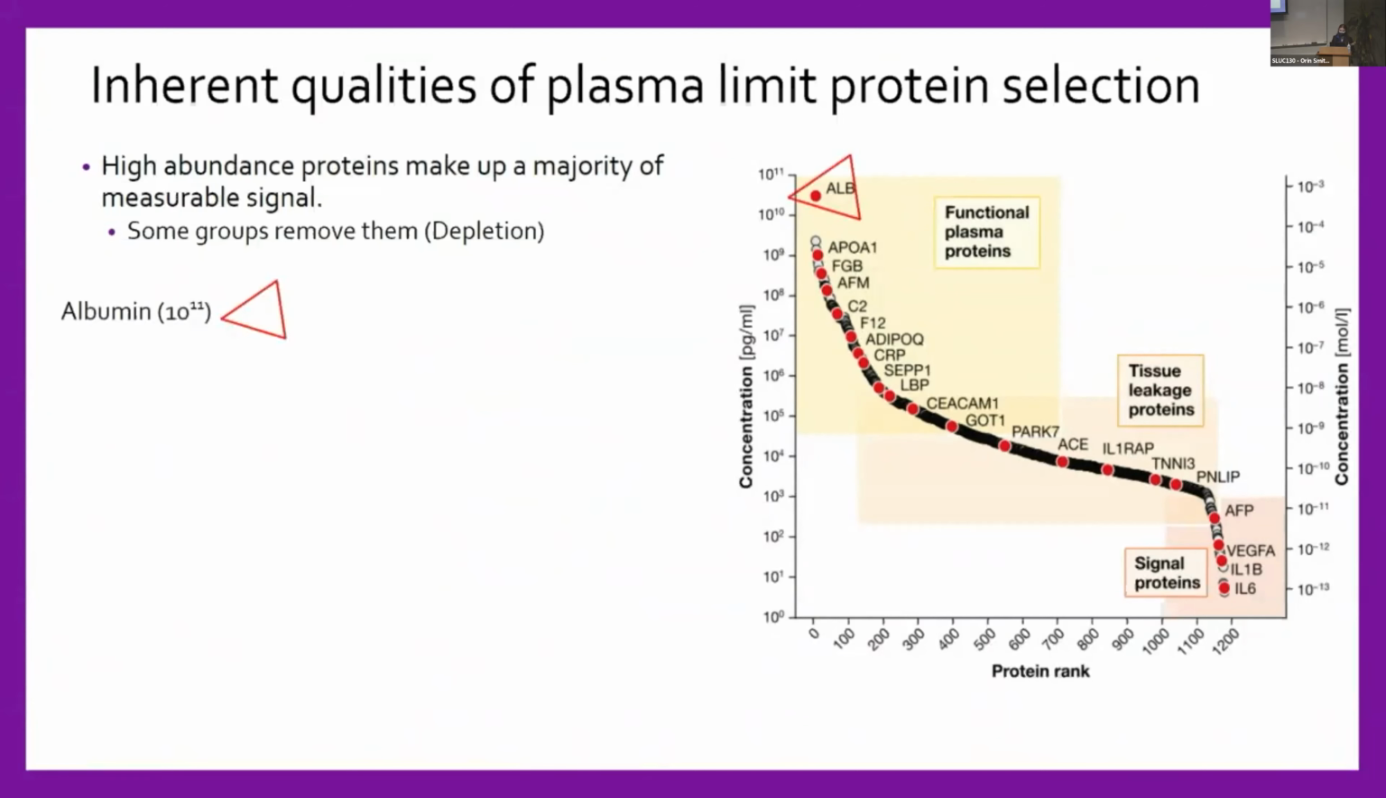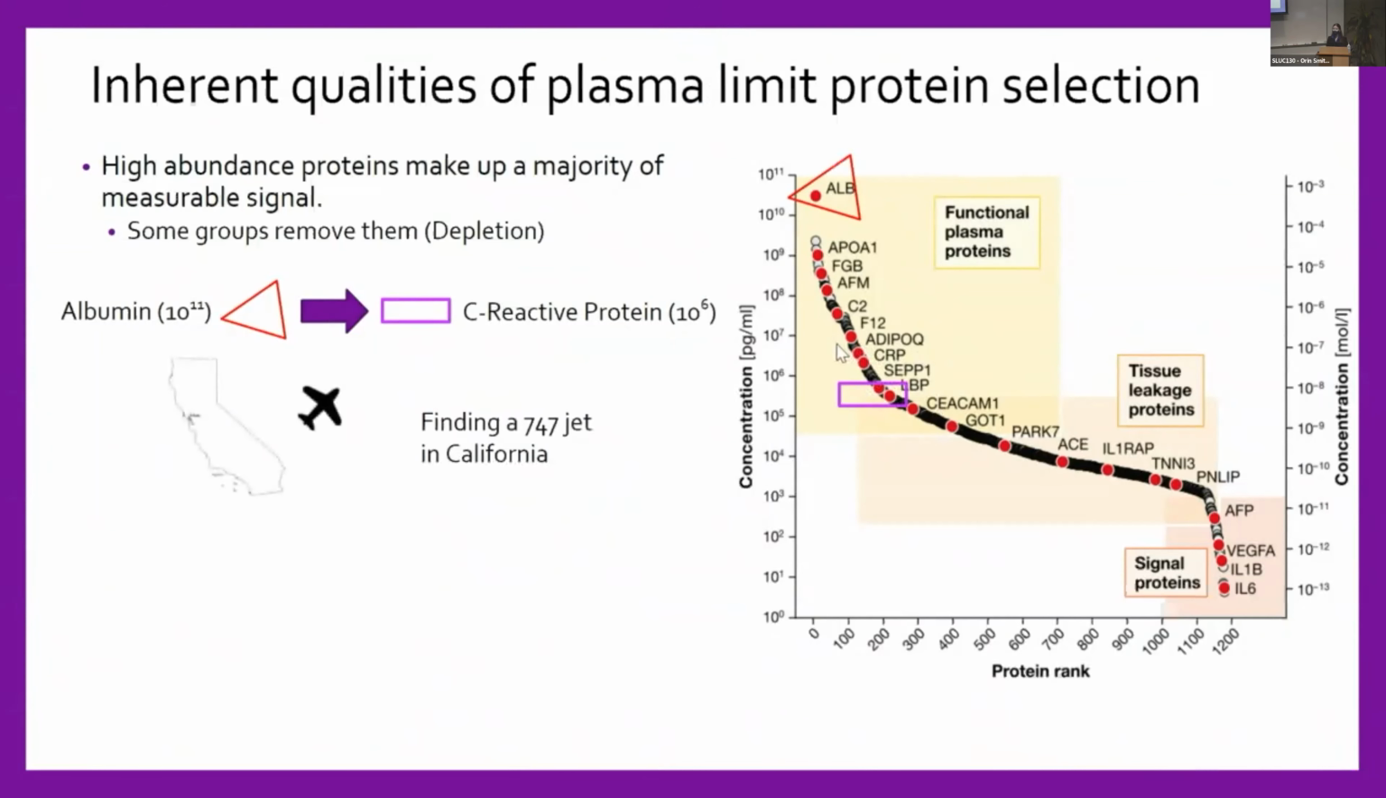And for perspective, if you take something like albumin, which is approximately 10 to the 11th, you compare it to something like C-reactive protein, which, sorry, my box has got moved a little bit here. I have my mouse there. This is like trying to find a single 747 in the state of California. So, you know, you can find it on a map if you really want to spend the time looking for it. It's doable, but challenging.